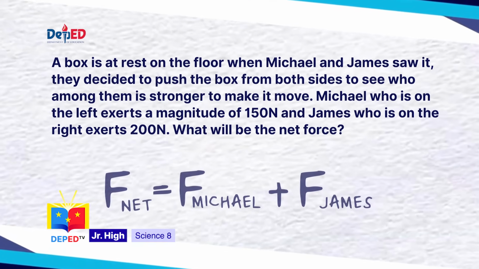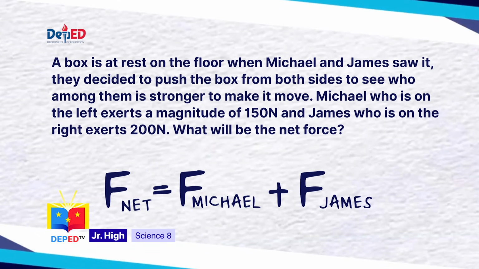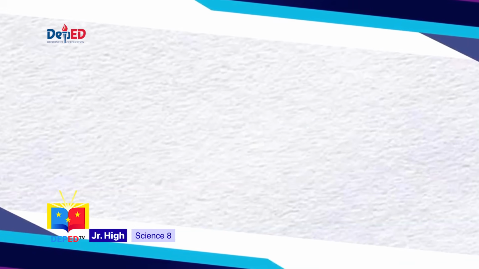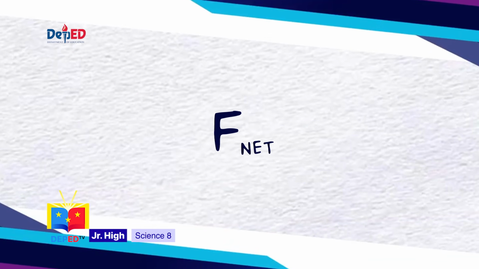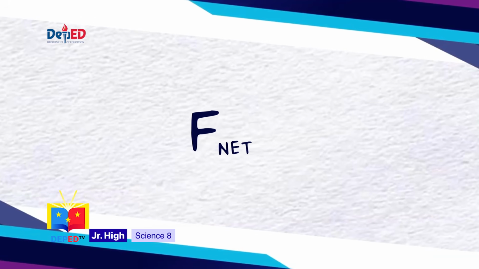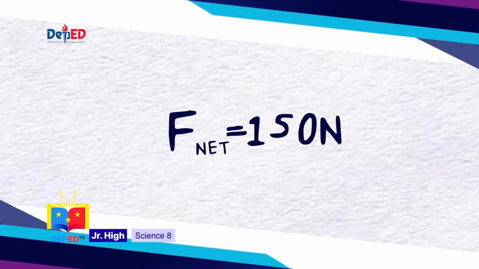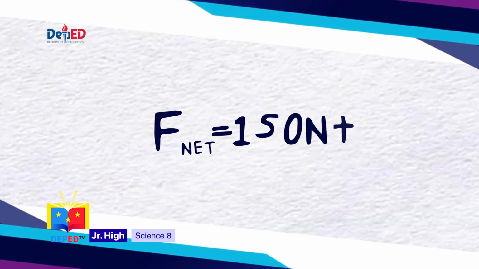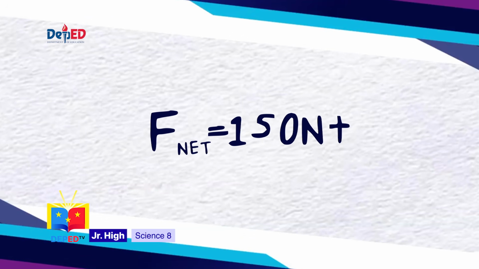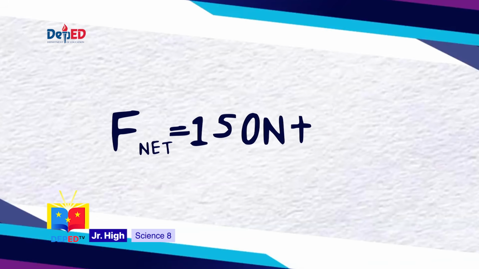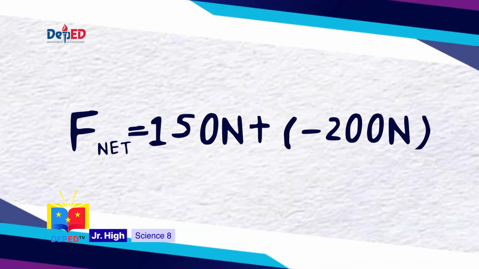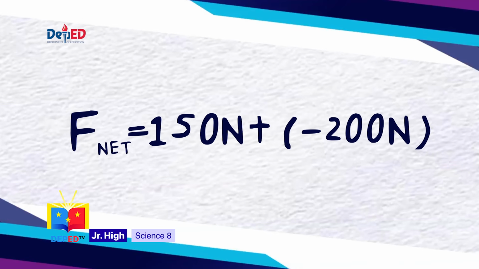First, let's write the formula. Remember to use the proper symbols. Next, let us write the magnitude of force exerted by Michael and James. Michael has 150 newtons. We give a positive sign to that since the direction of the force is to the right. Let's add James' force at 200 newtons, which gets a negative sign since it is directed to the left.